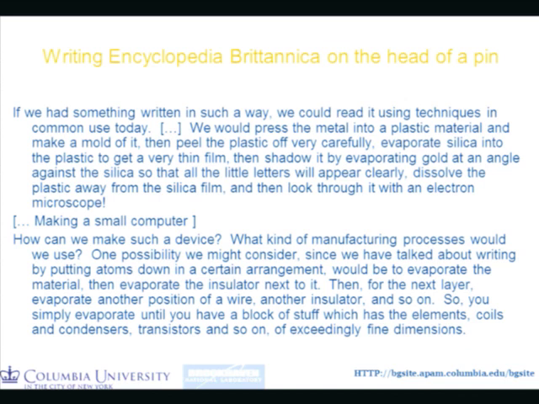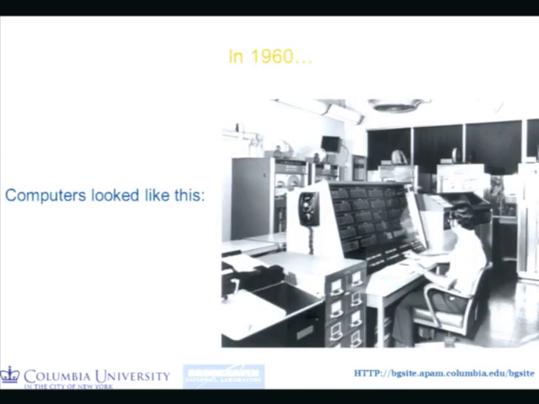He thought about making a small computer. How can we make such a device? What kind of manufacturing process would we use? One possibility we might consider, since we've talked about writing by putting atoms down, would be to evaporate the material, evaporate the insulator next to it, then for the next layer, evaporate another position of a wire, another insulator, and so on. So you simply evaporate until you have a block of stuff which has the elements, coils, and condensers of exceedingly fine dimensions. I want to put this in perspective. This is Richard Feynman talking in 1960, and in 1960, computers looked like this. That's the context he was saying that in. It's really amazing how much vision he had.